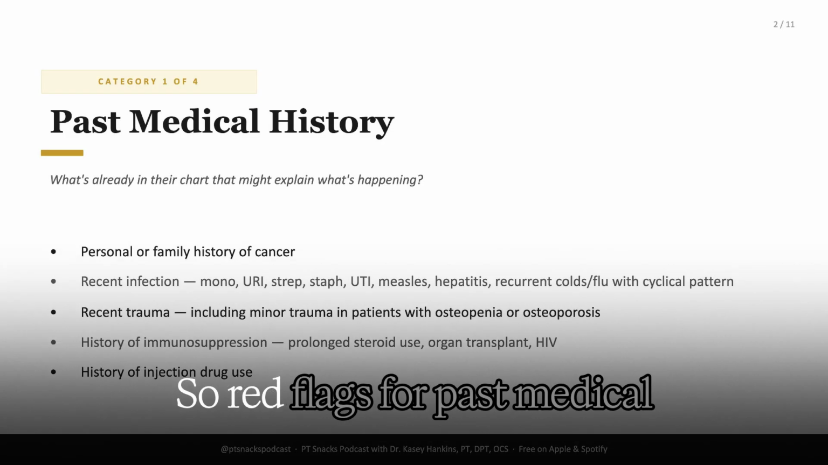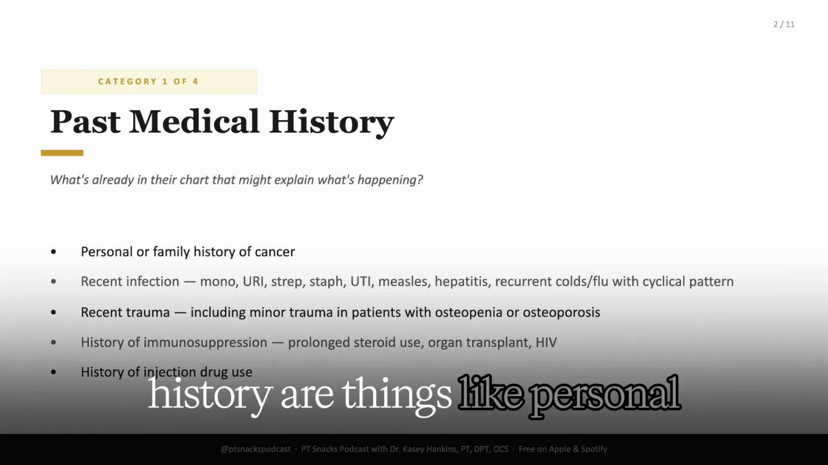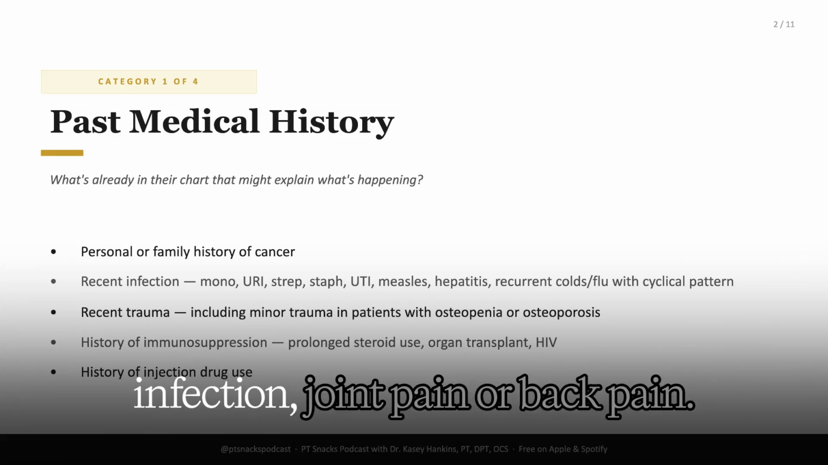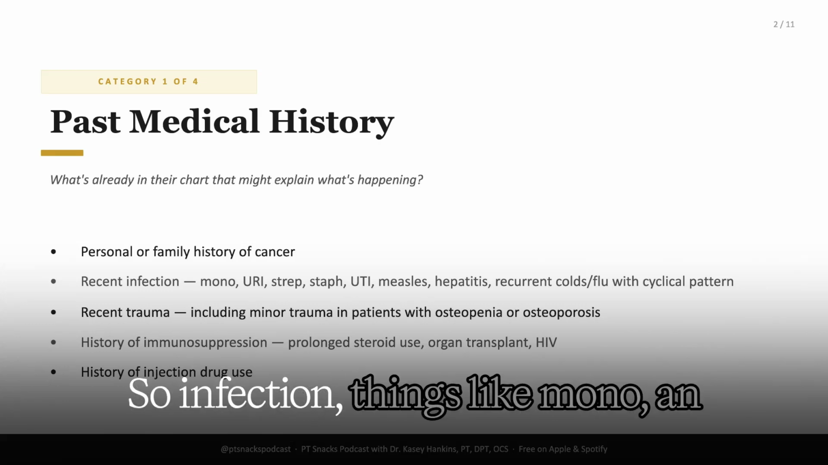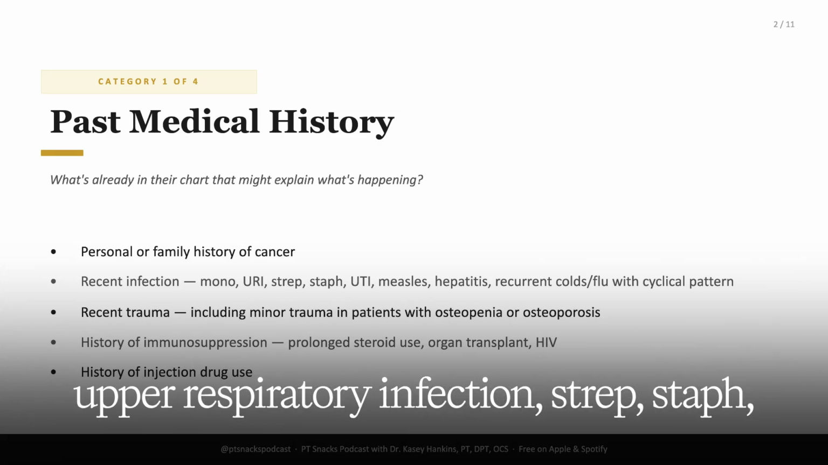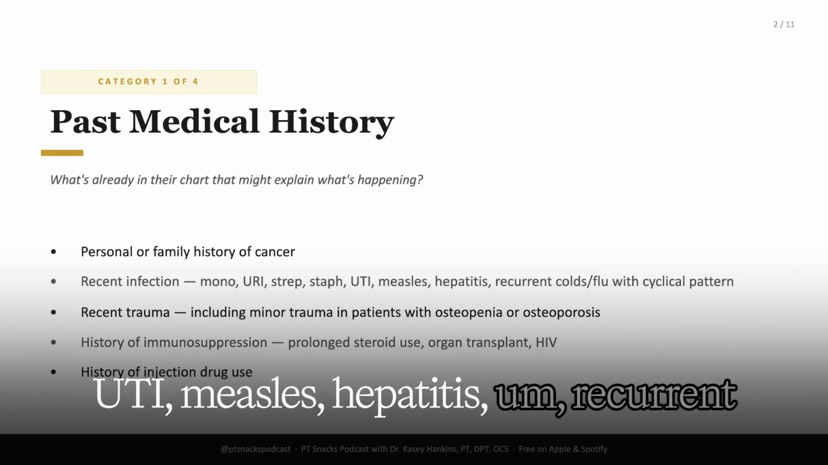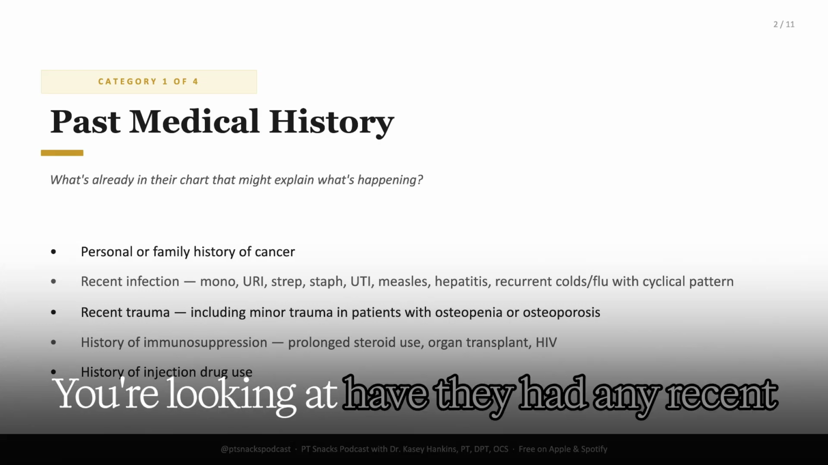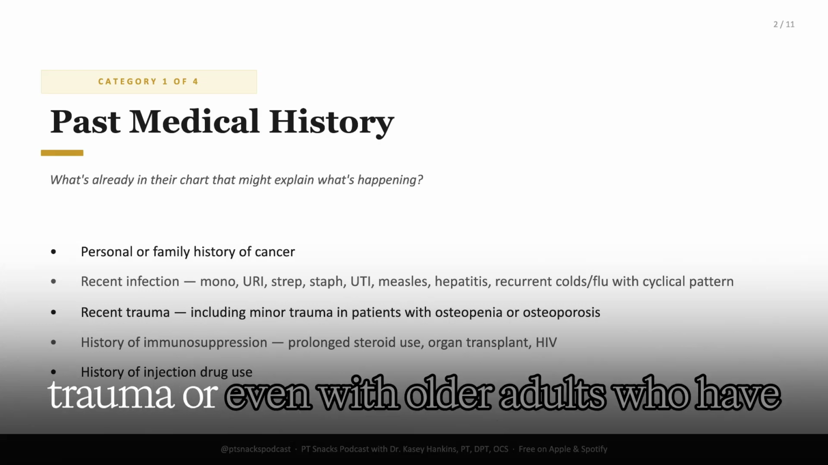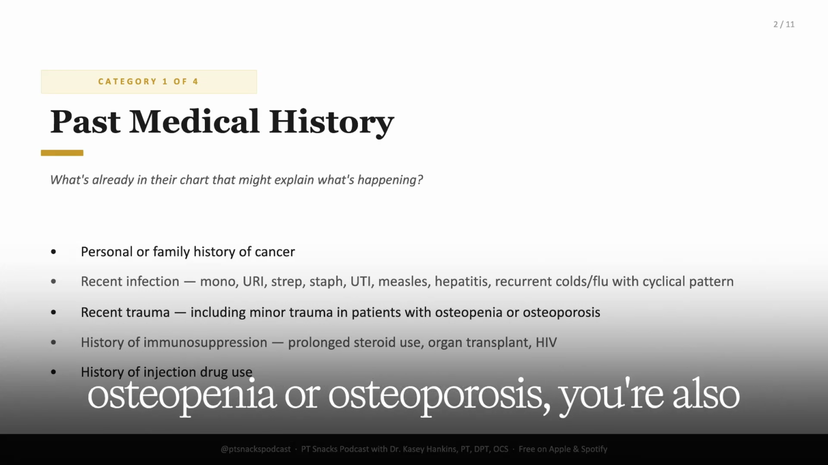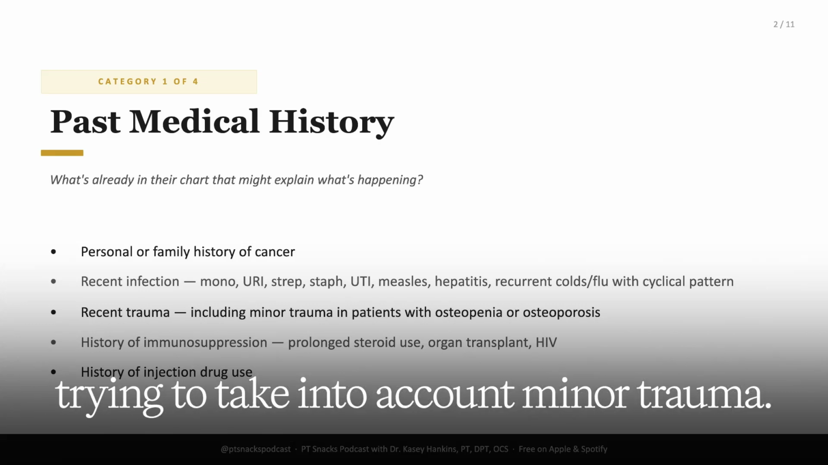So red flags for past medical history are things like personal or family history of cancer, recent infection, joint pain, or back pain. So infection, things like mono, an upper respiratory infection, strep, staph, UTI, measles, hepatitis, recurrent colds or flu with a cyclical pattern. You're looking at, have they had any recent trauma? Or even with older adults who have osteopenia or osteoporosis, you're also trying to take into account minor trauma.